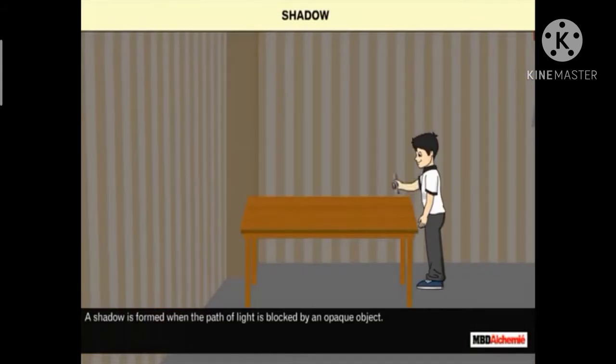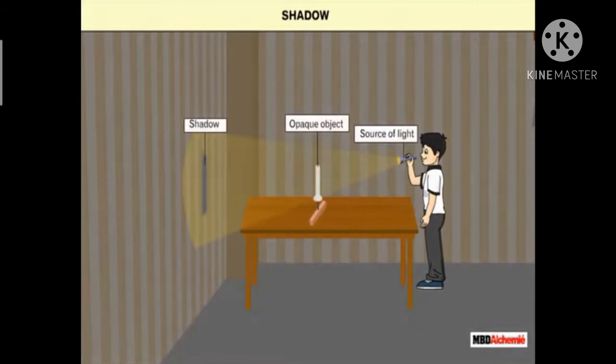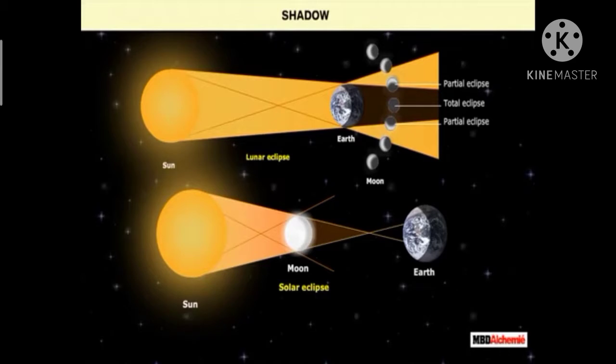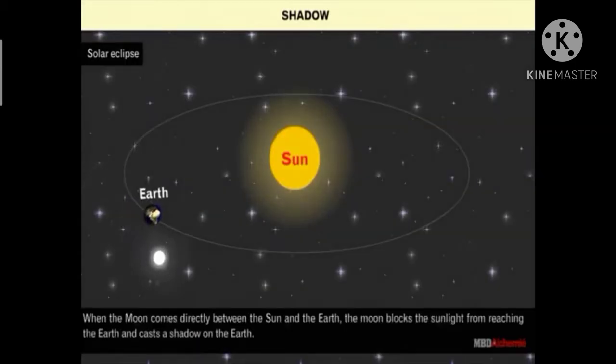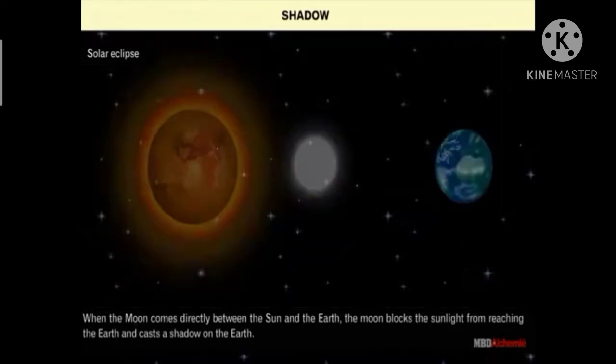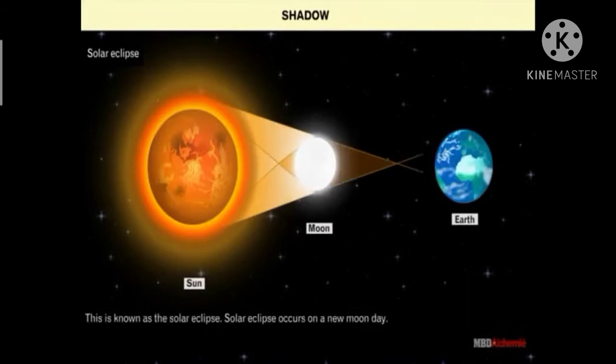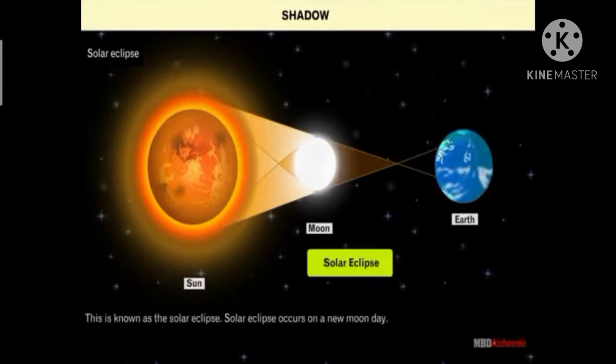A shadow is formed when the path of light is blocked by an opaque object. A shadow is always formed in the opposite direction of light. Both solar eclipse and lunar eclipse occur because of these shadows. When the moon comes directly between the sun and the earth, the moon blocks the sunlight from reaching the earth and casts a shadow on the earth. This is known as the solar eclipse. A solar eclipse occurs on a new moon day.